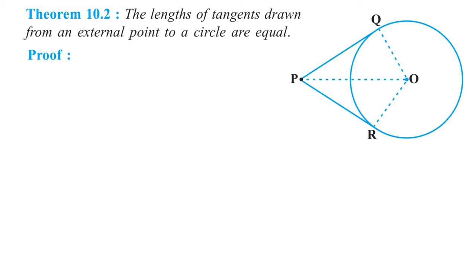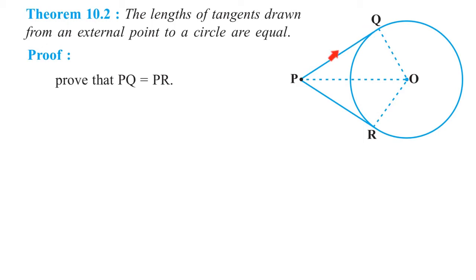Let's look at this theorem. The lengths of the tangents drawn from an external point to a circle are equal. Let us prove this. So we need to prove that PQ is equal to PR, because we have been given a circle and there is a point outside the circle, and PQ is a tangent, PR is a tangent to the circle. We need to prove that the lengths of the tangents drawn from an external point to a circle are equal. So we need to prove PQ is equal to PR. So let us join PO, OQ and OR.